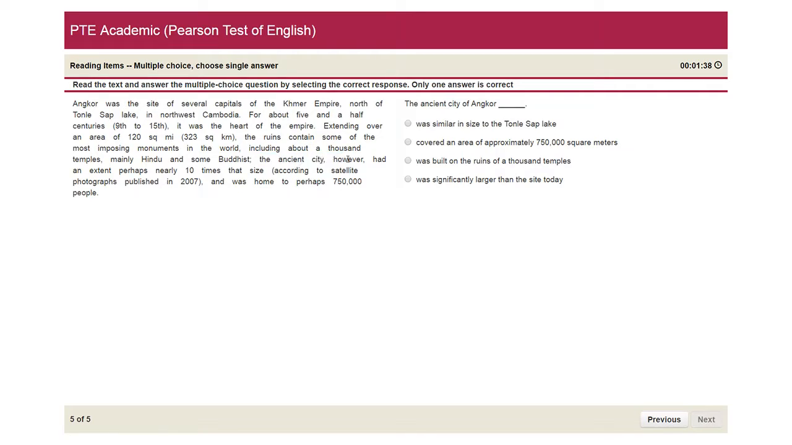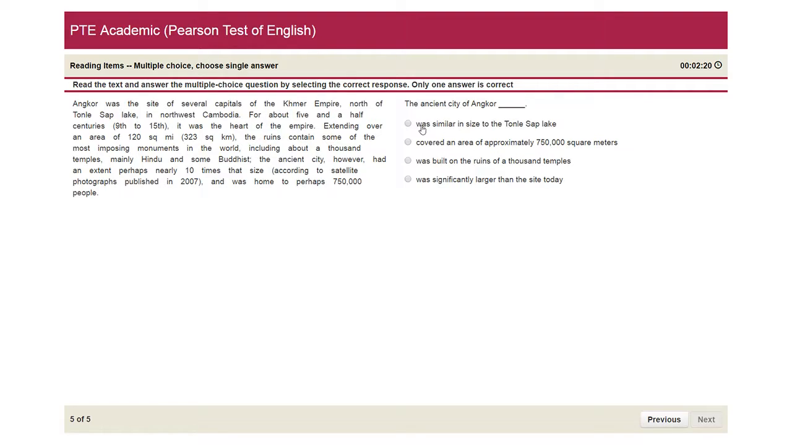The ancient city, however, had an extent perhaps nearly 10 times that size. Now it is talking about the ancient city having, however, 10 times that size. It means the size was nearly 10 times this. It says the record is according to a satellite photo published in 2007, and it was home to perhaps 75,000 people. So what did you learn about Angkor from the paragraph?